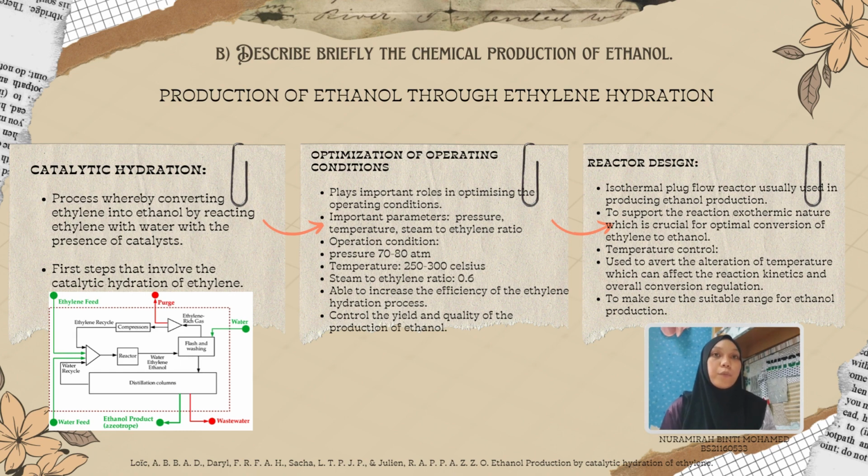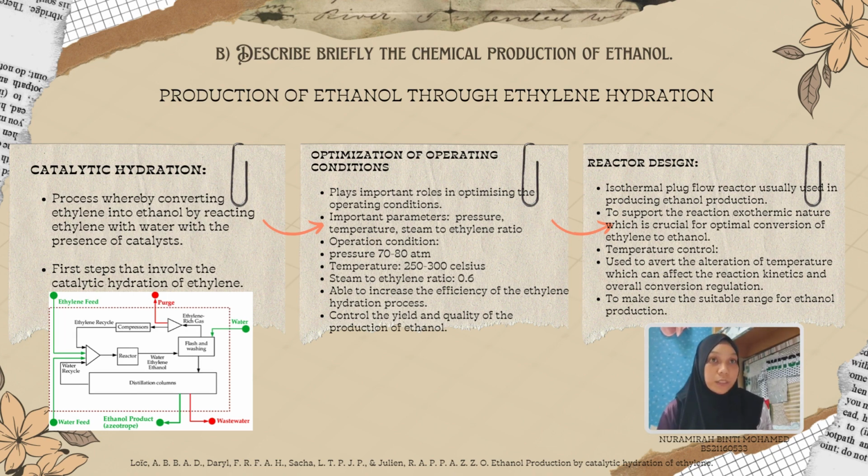operating conditions, which plays an important role. Important parameters in the operating conditions include pressure, temperature, and steam to ethylene ratio. Pressure is usually 70 to 80 atm, temperature is 250 to 300 Celsius, and the steam to ethylene ratio is 0.6. This is used to increase the regulation of the ethylene hydration process and also control the yield and the quality of the ethanol production.